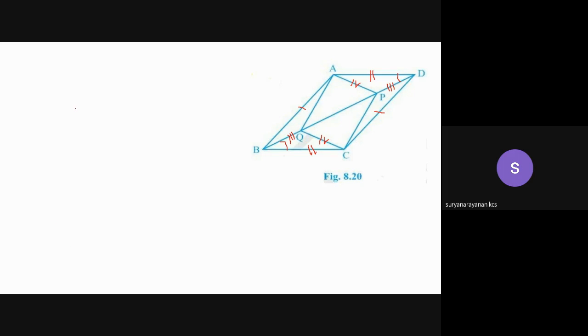Yes. Now come to the next step. Now second. Now see this line, my children. In triangle AQB and triangle CPD, we are taking these two triangles. Focus on these two triangles only, my children.